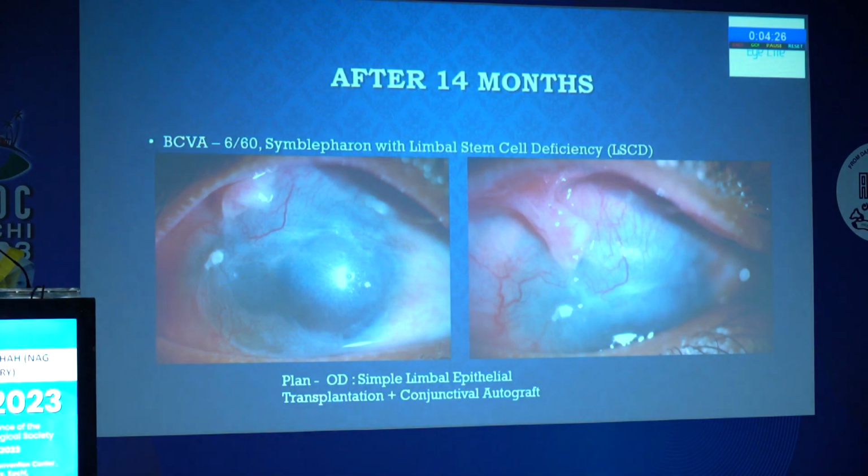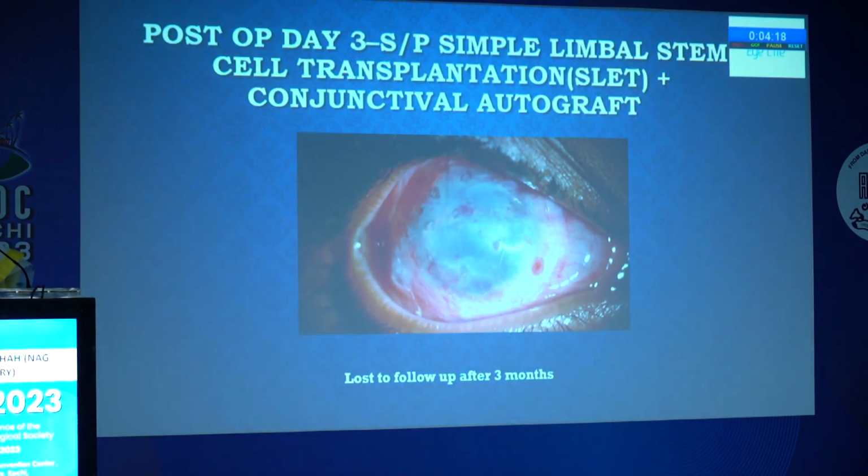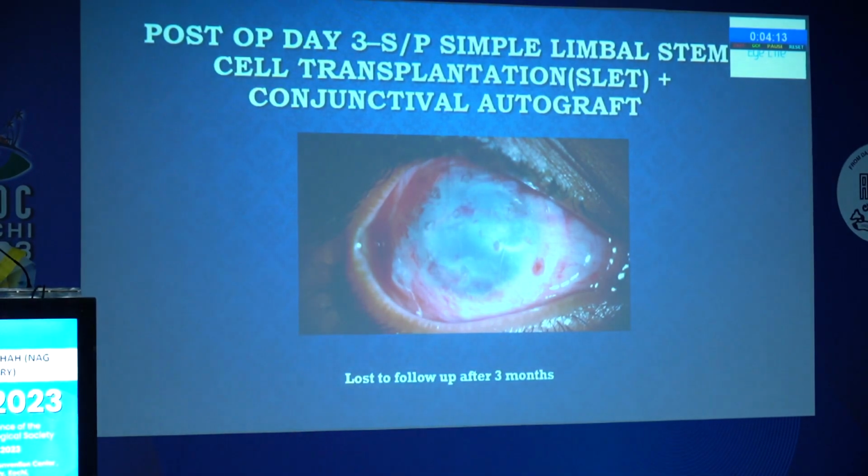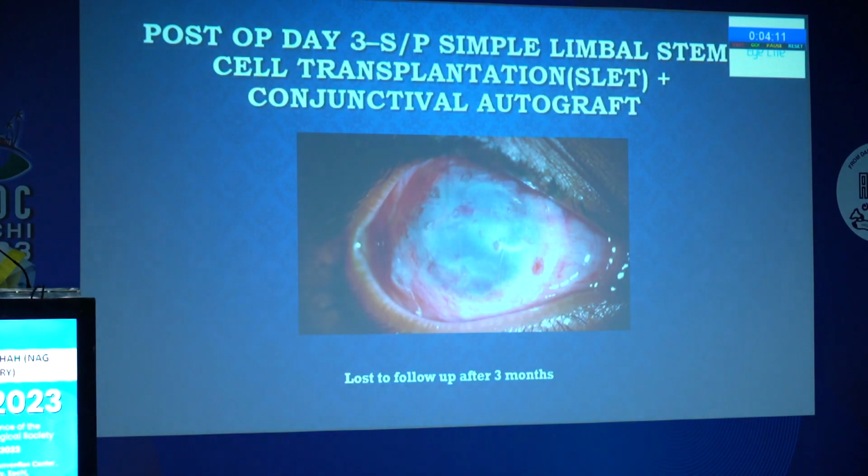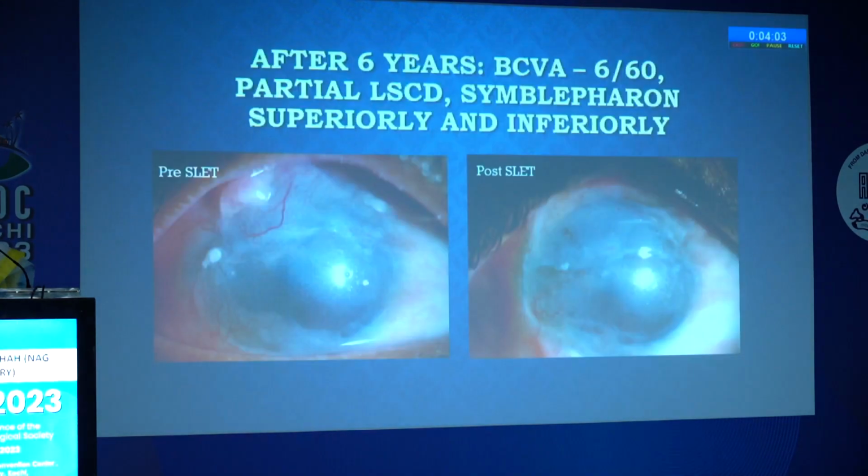So we planned simple limbal epithelial transplantation along with the conjunctival autograft for the superior symblepharon. And this is the photograph 3 days post-op. We can see the limbal biopsy tissues in place with amniotic membrane and the bandage contact lens. And she was lost to follow-up after about 3 months of the surgery. And she came back 6 years later. Her best corrected visual acuity was still maintained at 6/60. There was still partial limbal stem cell deficiency, and the superior symblepharon was persisting.